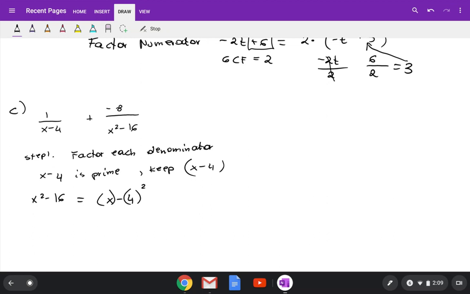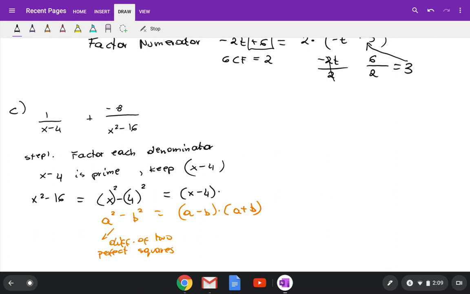is the same as x squared minus 4 to a second power. And I really hope that you guys now can quickly recognize the formula a squared minus b squared, which is the difference of two squares. Two perfect squares. So this is the same as a minus b times a plus b. So in our example, you will have x minus 4 times x plus 4.